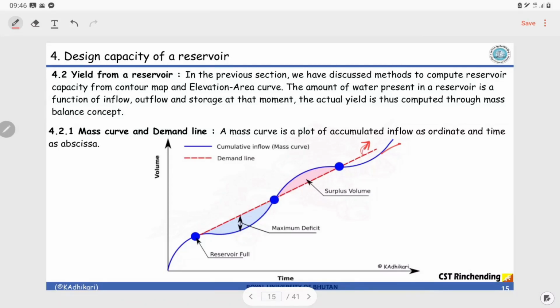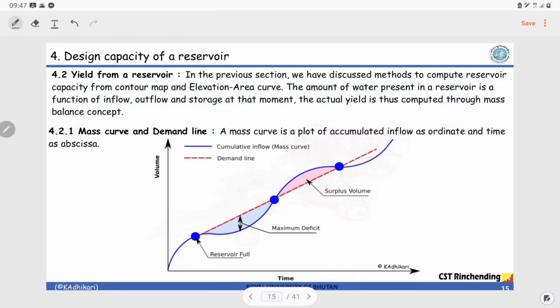Okay, so when you overlap these two, you are going to get something like this, that is shown here. See, the inflow mass curve is given by the blue line, and the demand line is given by the red line. Now when you overlap them over the same period, it has to be the same period. The time of both the demand and the mass curve should be consistent, which means time is a common axis.